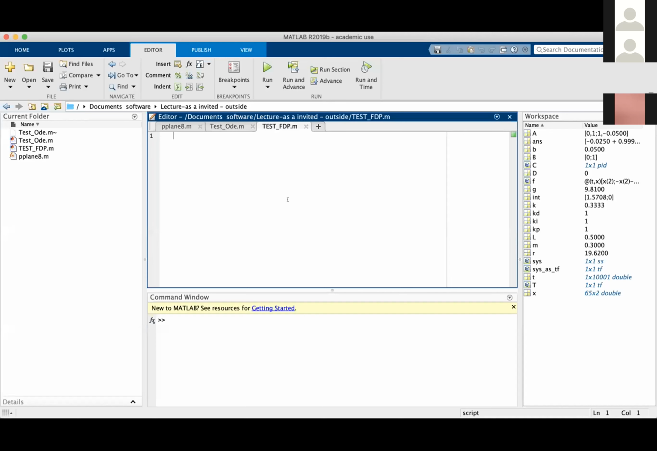I hope you can see my screen. I think it is visible. Yeah, it is visible.